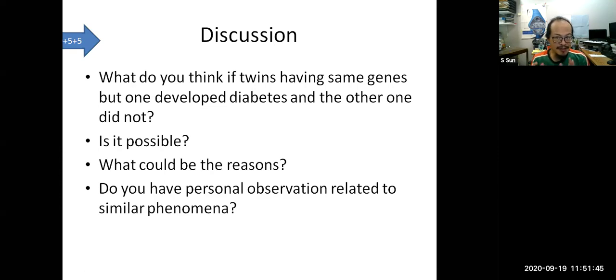Or if you really know someone with identical twins, do they develop different traits, different phenotypes? Yeah, so this is the assignment. It would be a total of 20 points. You post your observation, and you reply to others, that's 5 points. So the total is 20 points. That's the discussion, that's the assignment.